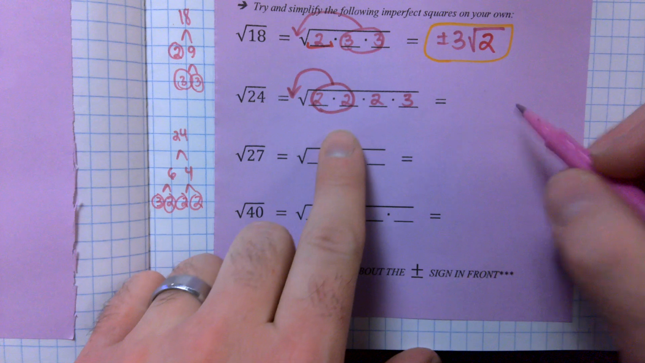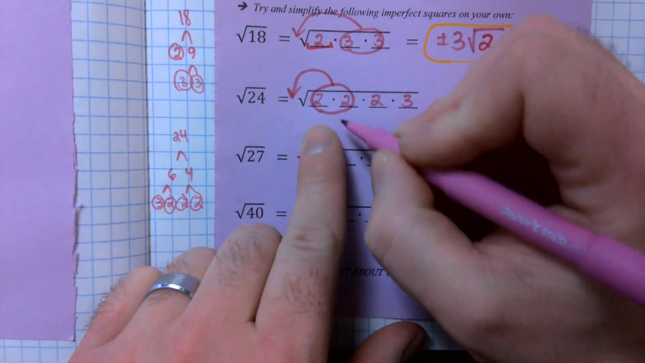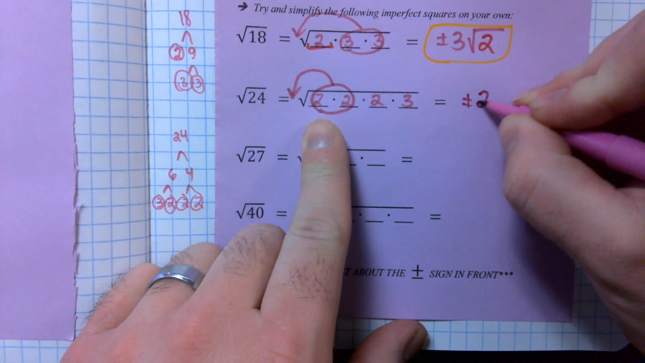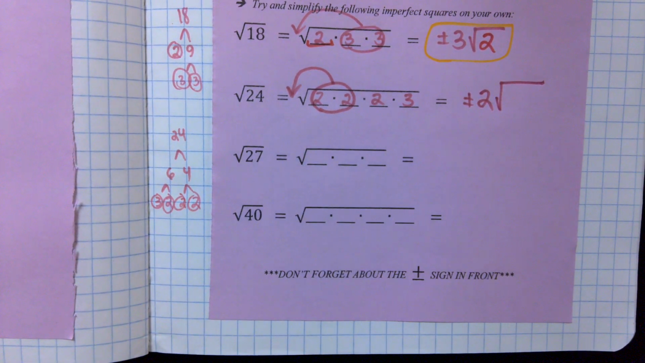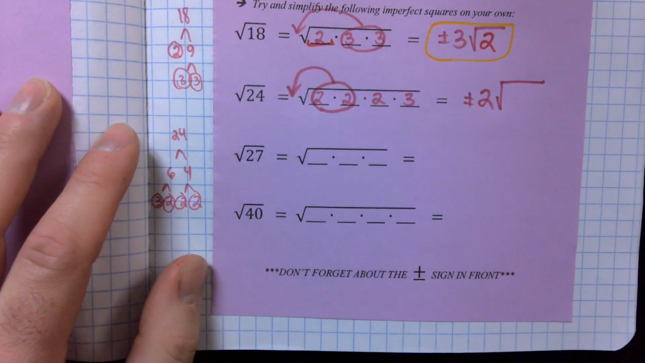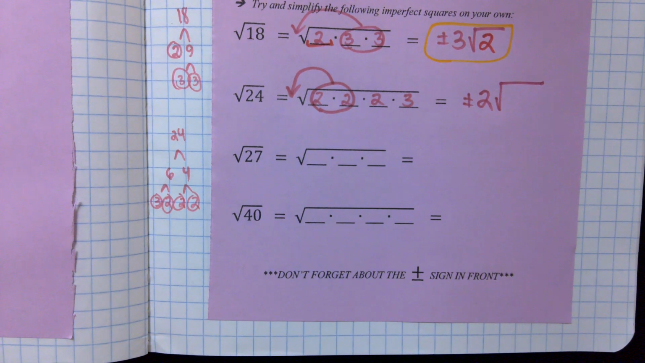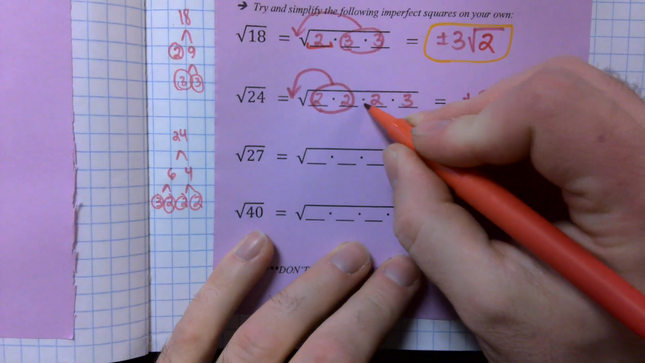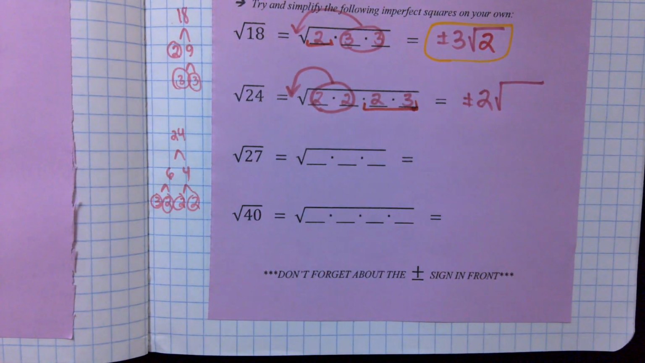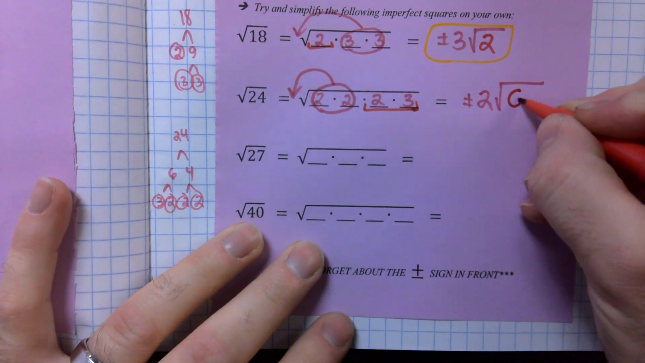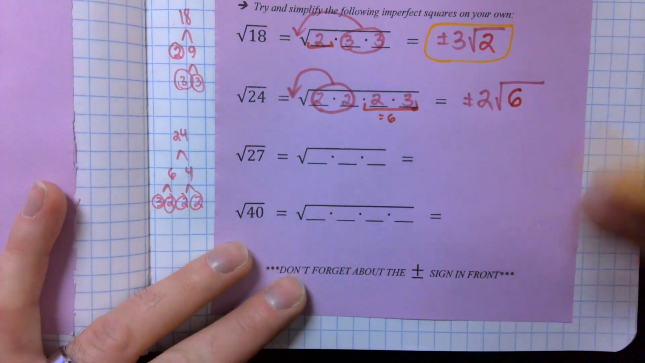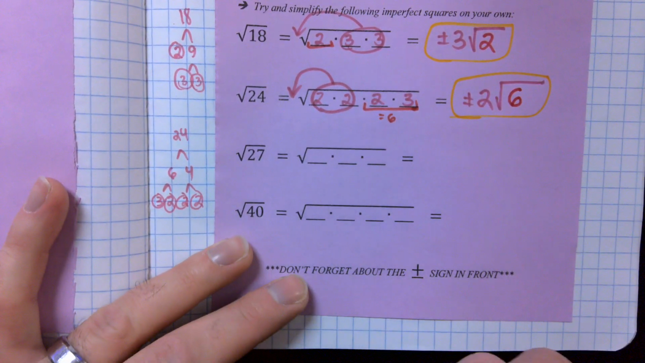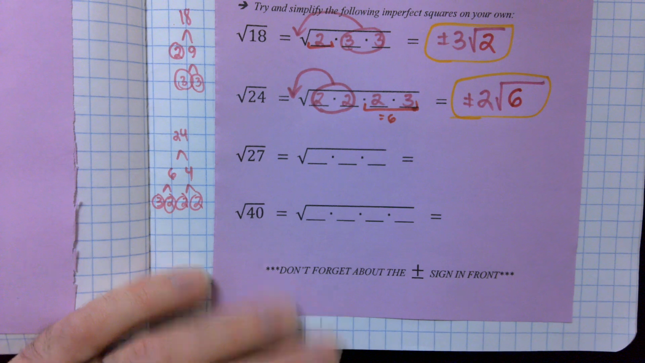So just like before, we're going to start with plus or minus. We brought out the pair of 2s. That's going to become a singular 2. We didn't bring out everything, so there's going to be a square root left over. And what's going to be inside the square root? 6. 3 times 2. We just bring those remaining terms back together, which gives me 6. Plus or minus 2 root 6 is my answer.